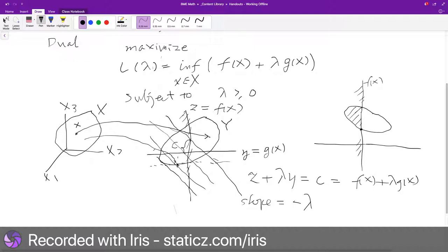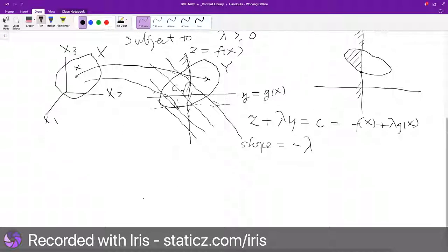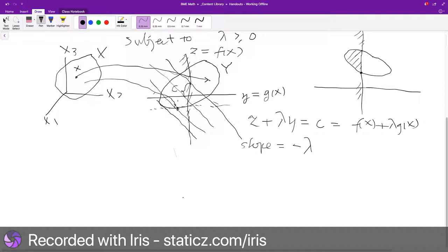All right. So you define the function of lambda as the value equal to the intersect on the y-axis. That's just the smallest value that's possible, which is right here. So the next step is that you maximize this function. As you maximize this function, let me draw another curve here, easier to see.